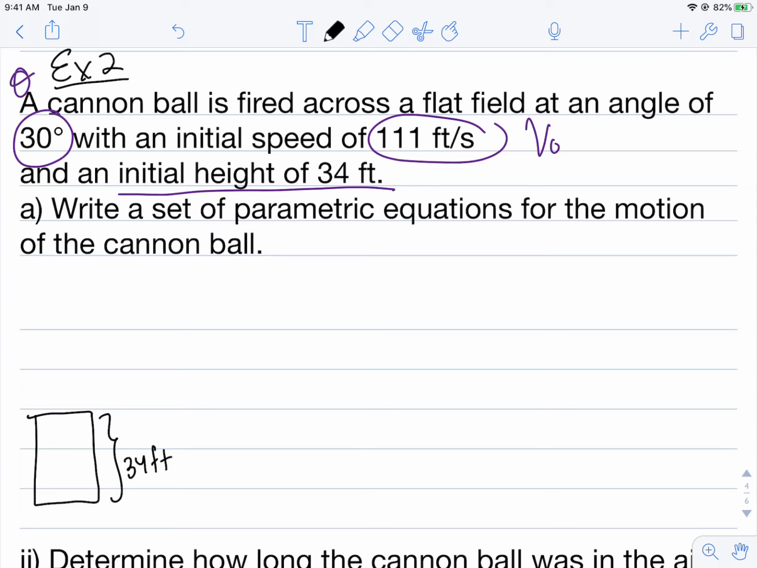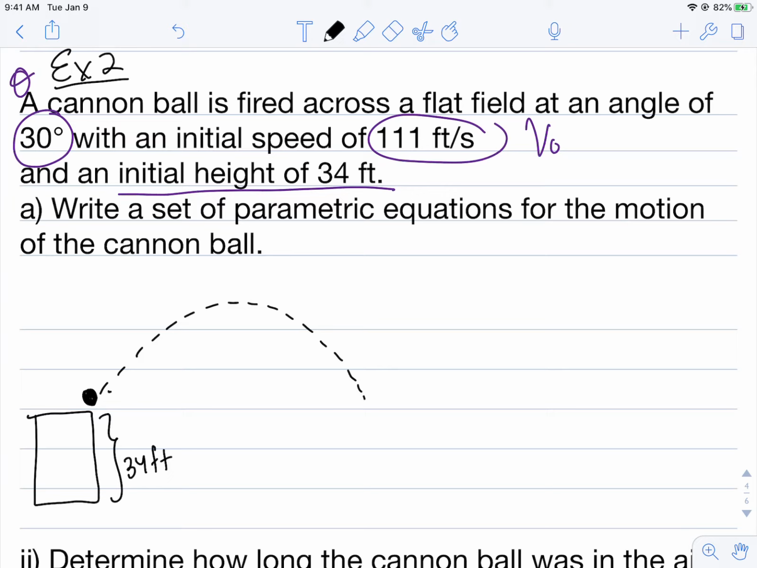And then, how do you draw one of these things? Let's just draw the ball. Okay, so then it's launched into the air as a projectile. So then let's write a set of parametric equations for the motion of the cannonball.